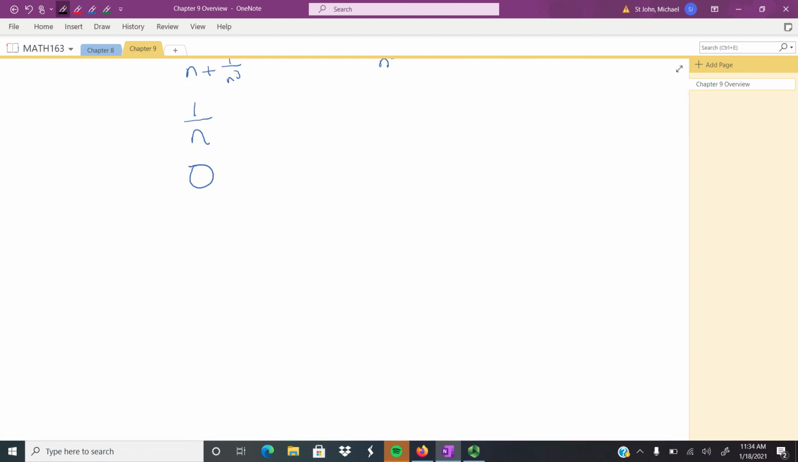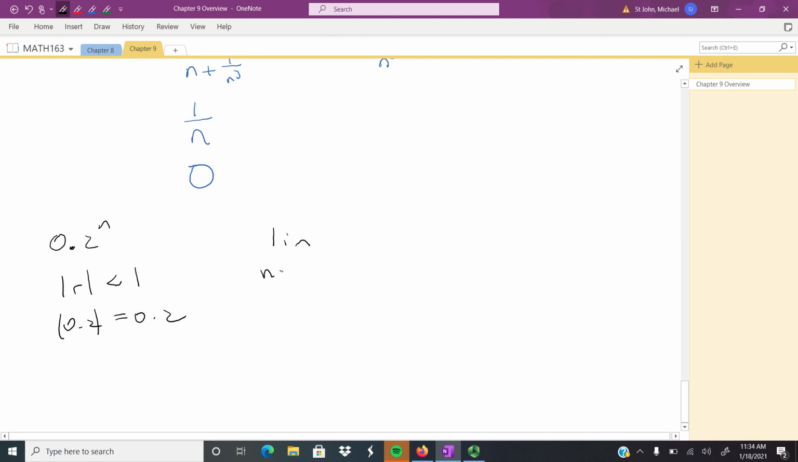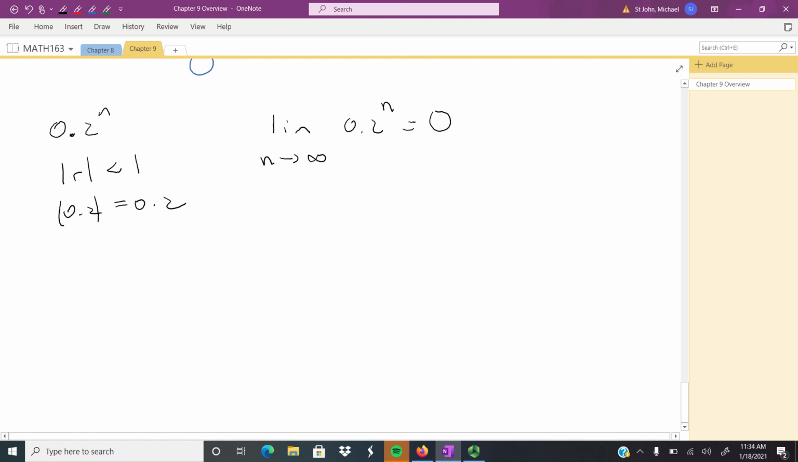And if I had 0.2 to the n, right? So the absolute value of r is less than 1, and so 0.2, the absolute value is 0.2, and so that is indeed less than 1. And so the limit as n goes to infinity of 0.2 to the n will be 0. And that would be a monotonic sequence.